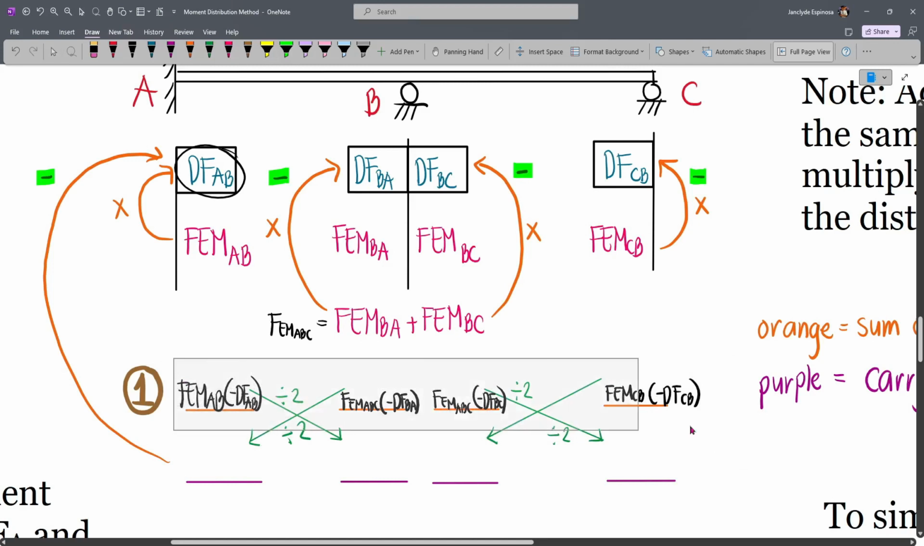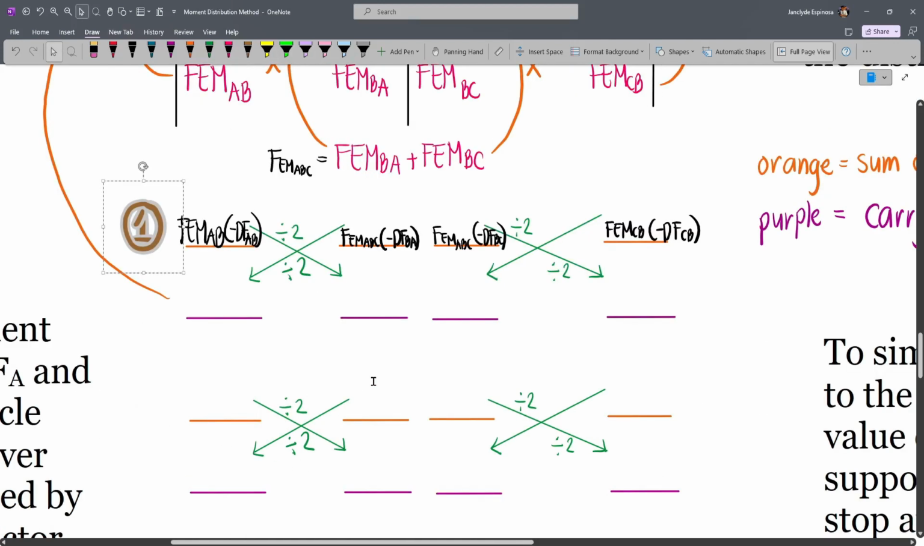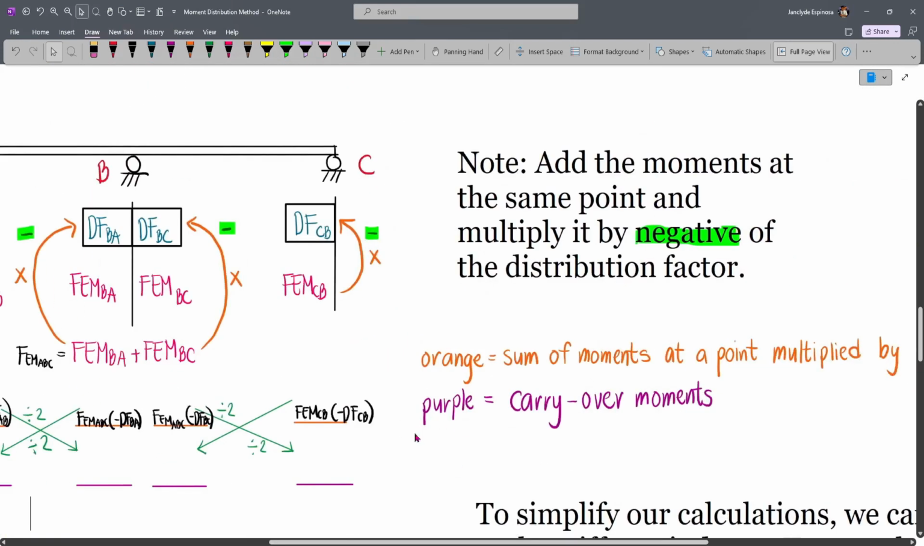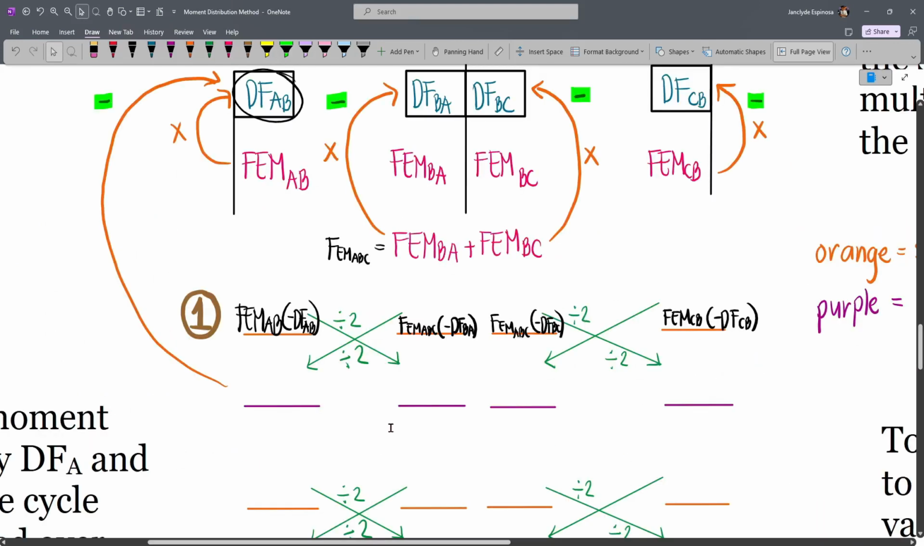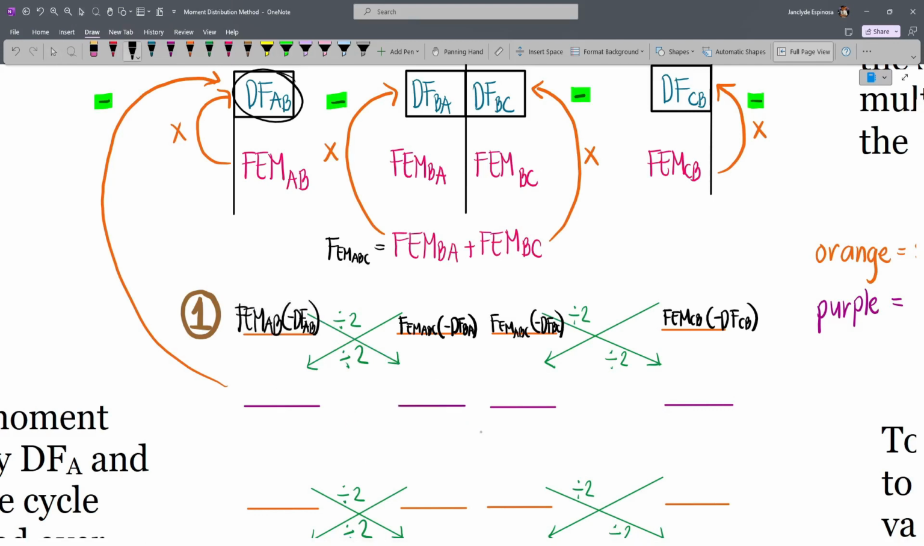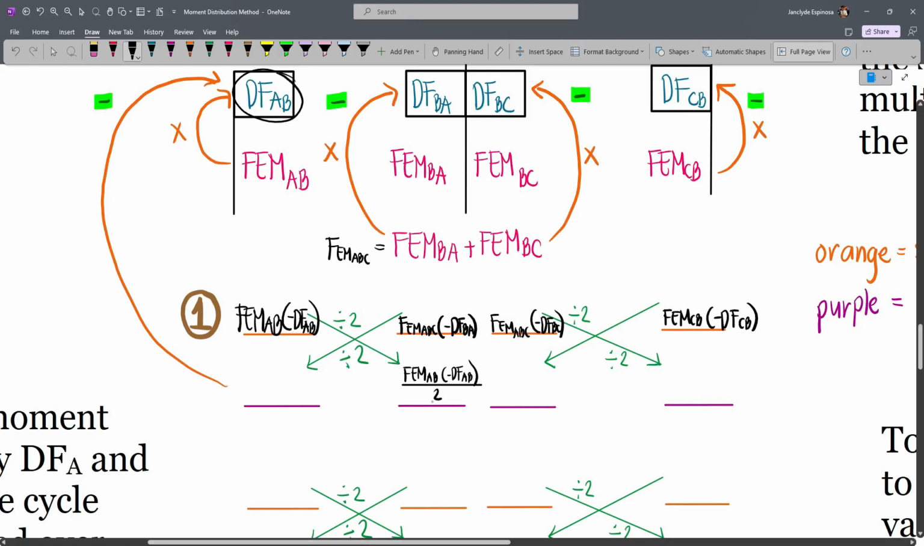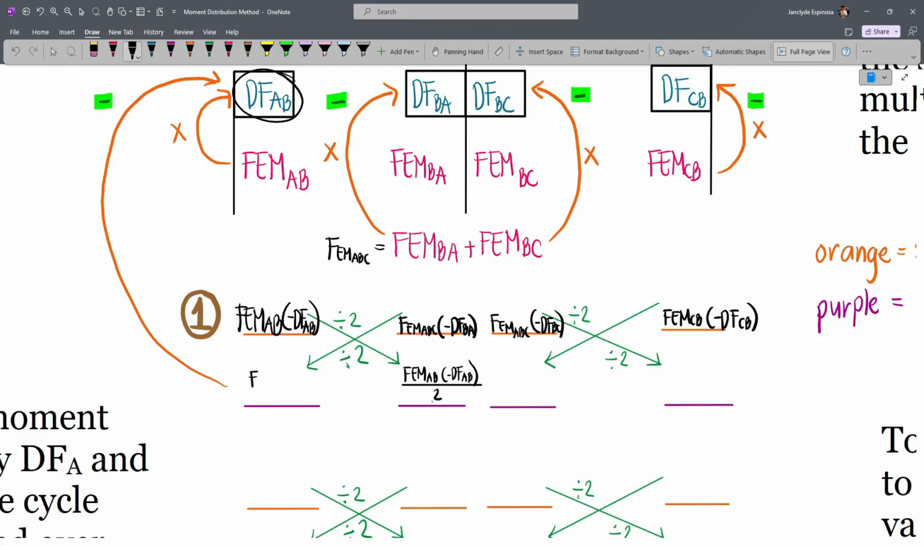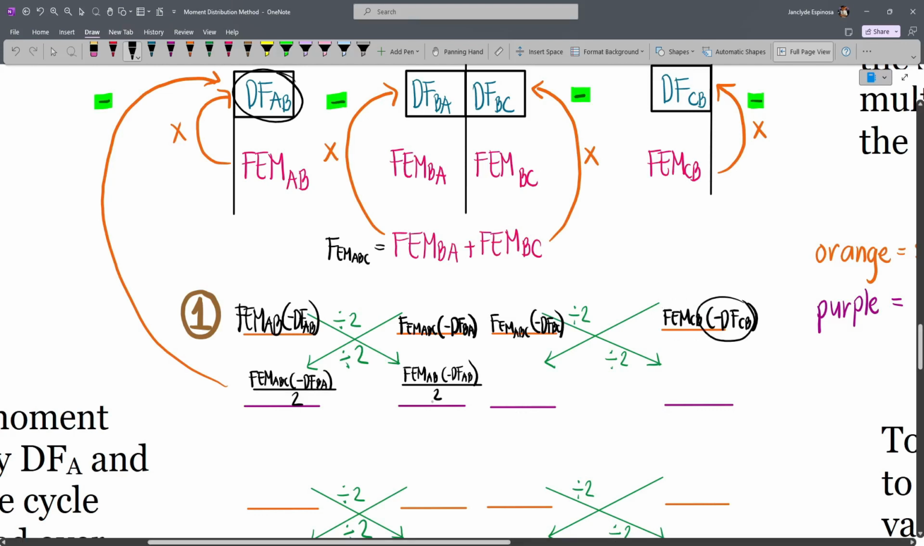Yan. Now, if meron ka ng unbalanced moments, that will establish a cycle or iteration. So this is our first cycle. Now, once we establish our first cycle, what we will do next is we will carry over the moments. Again, itong purple na underline, ito yung carry over moments natin. And then to carry over a moment, alternating yung mangyayari. And so yung unbalanced moment dito, we will divide that by 2, and then andito na yan. So this is essentially FEMAB times negative DFAB divided by 2. That's how we will carry over moments. And then ito, this will be FEMABC times negative DFBA divided by 2. And then ito naman, this will be FEMCB times negative DFCB divided by 2.